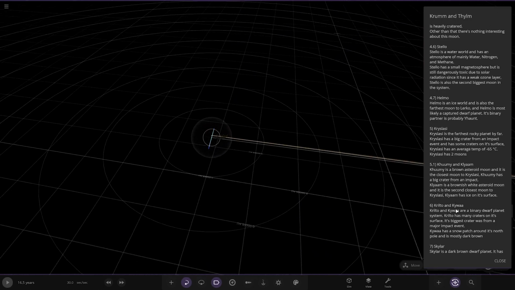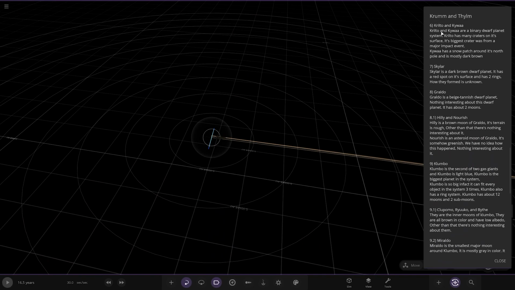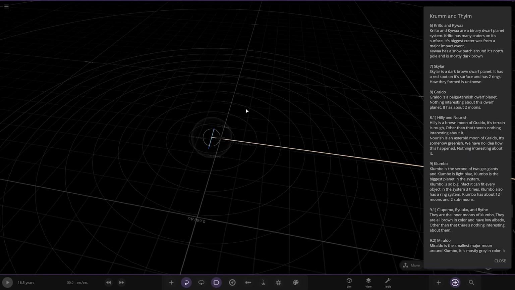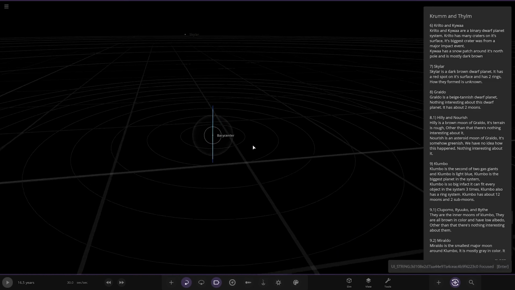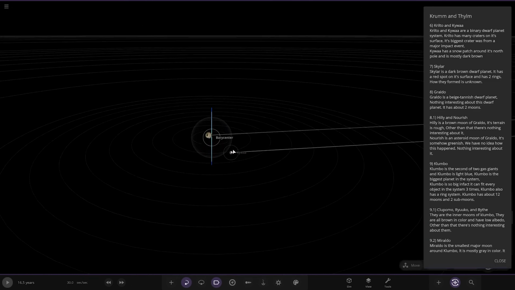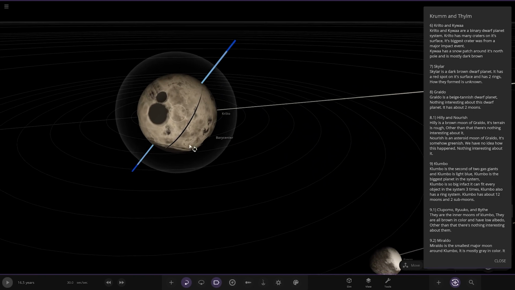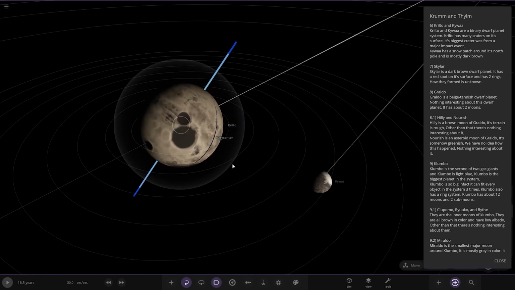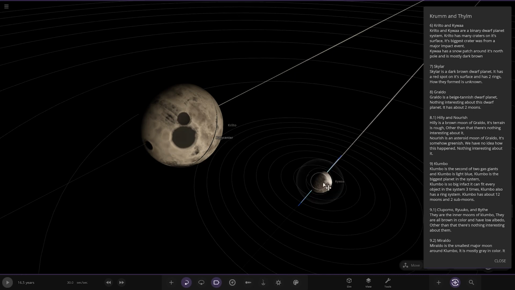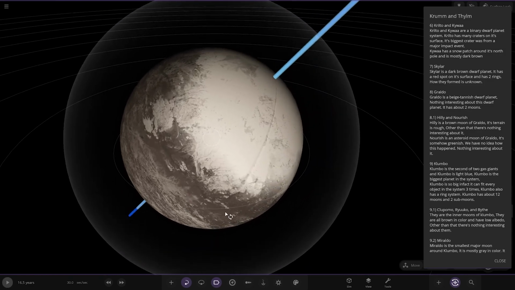Right, next up, we're heading to Krylito and Kowa, which I'm guessing is these guys. Oh yes, hello. So, a binary dwarf planet system has many craters on its surface. Its biggest crater was from a major impact event, and then the other one has a snow patch on its north pole, is mostly dark brown. So they both are there.